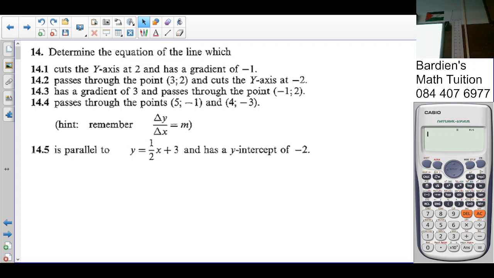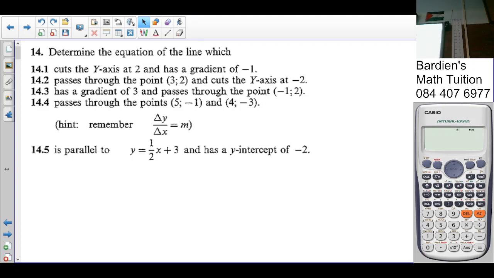20, sorry. I didn't give you 20 to do. So you should be able to do 20 now. 21, 22, 23, 24. So that brings us to the end of all this.